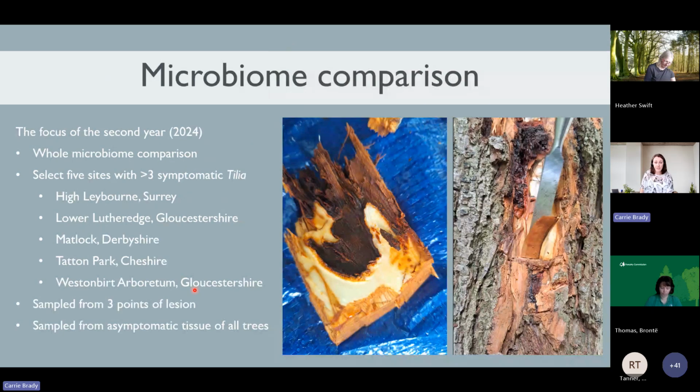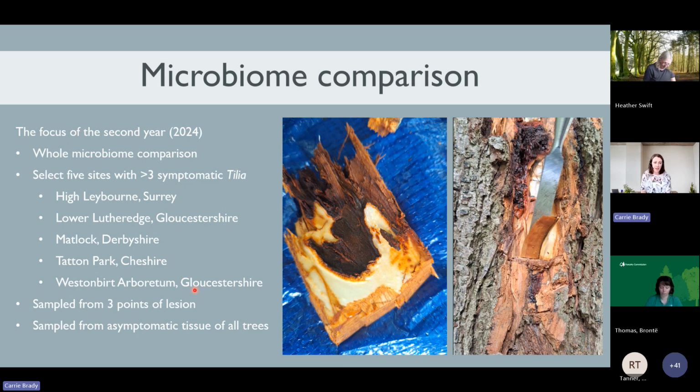The focus of the second year of the project, which was last year, was to compare the microbiome of the lesions. This is the sequencing and identification of all microorganisms in the sample, and this is different to the approach from the first year because there is no culturing step. And this means we can identify microorganisms that we might have missed, but their DNA would still be in the lesion. We've just been unable to culture them, or that we actually can't culture in the lab because it's just not possible to culture them.